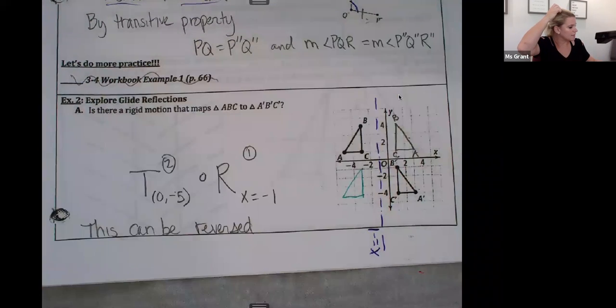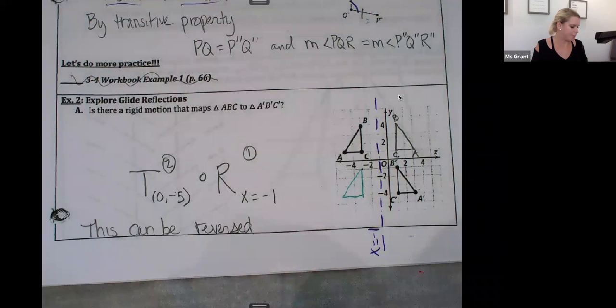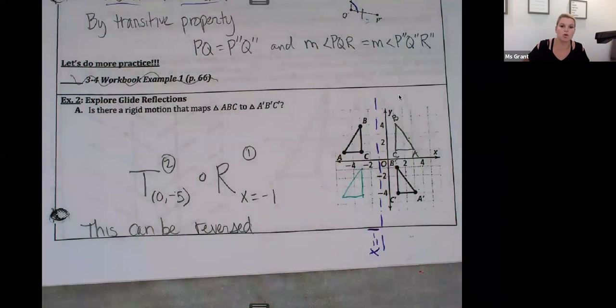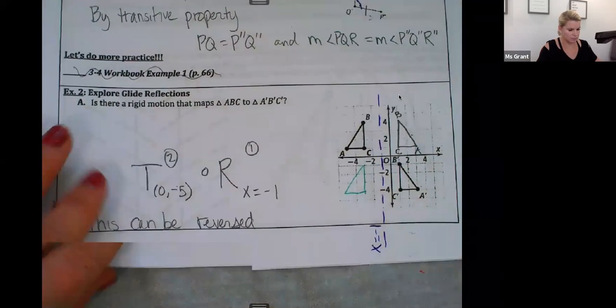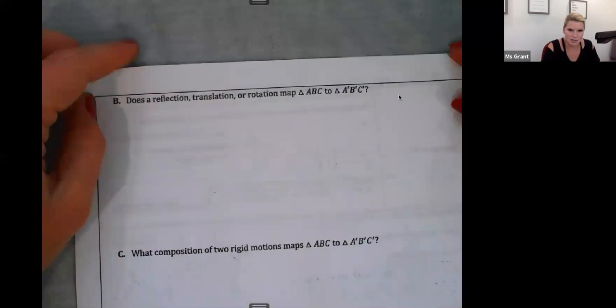The question that it asks us on the next page says, does a reflection, a translation, or a rotation map the first triangle, the pre-image, to the image? So it's asking, which one did I do? Did I reflect, did I rotate, or did I translate? So I'm going to turn the page. We're going to answer that question. It's asking, how did I get there? Which one did I do? Oh, I didn't do just one.